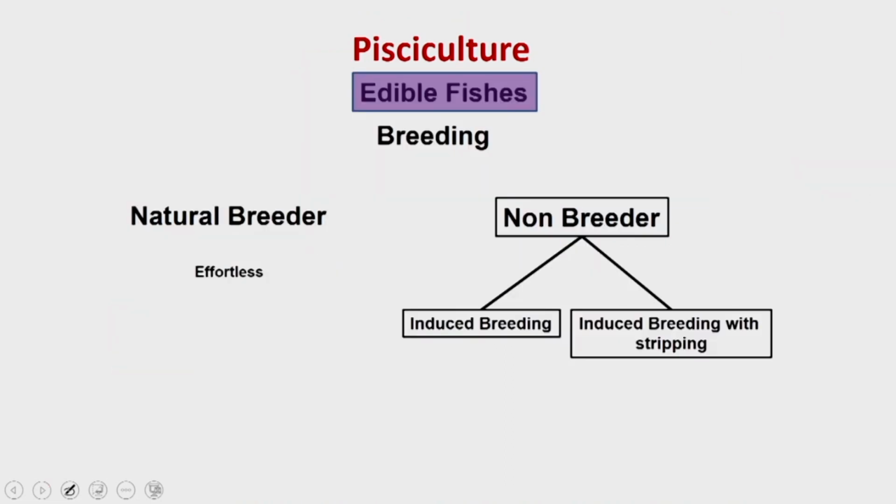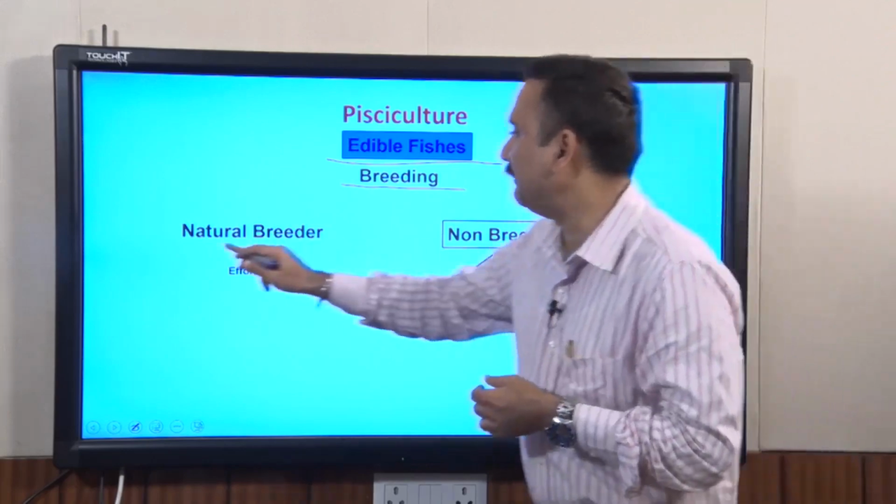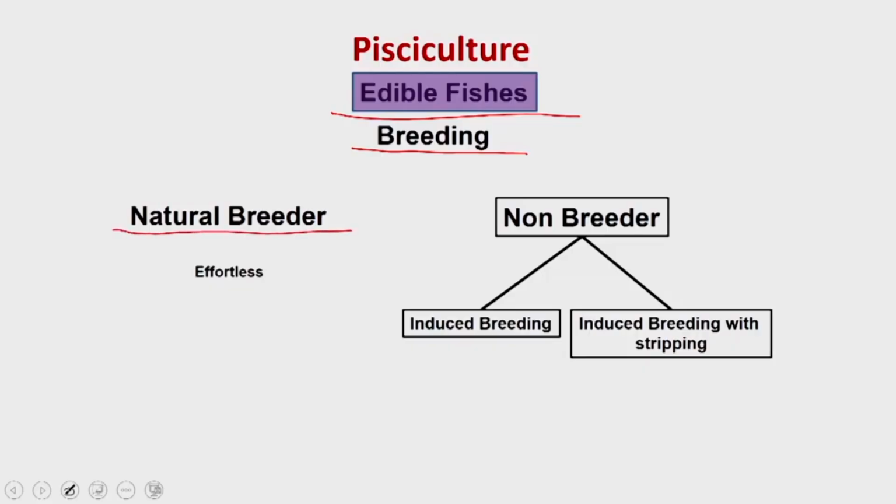Now, coming back to the edible fishes. In the edible fishes, as far as breeding is concerned, you have three different types of fishes. You have the natural breeders. These are fishes which are very easy to breed, and they are called natural breeders.